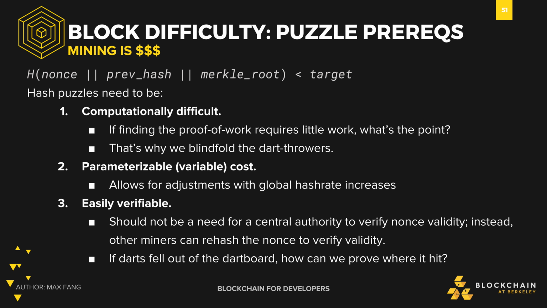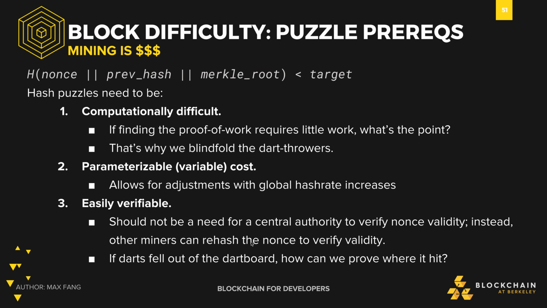I'll explain what the target is in the next slide, but basically hash puzzles need to be difficult to compute. If finding the proof of work requires little work, then what's the point? That's why we blindfolded the dart throwers in the last example. It also needs to have a variable cost: there needs to be a way to adjust the parameter of the hash puzzle, so that as people get better in the network, it can adjust for that. And it needs to be easily verifiable.